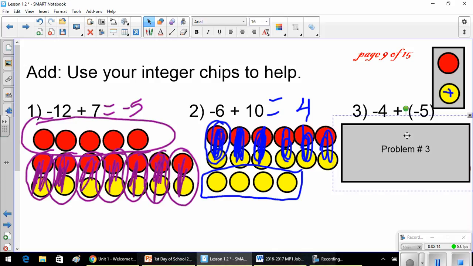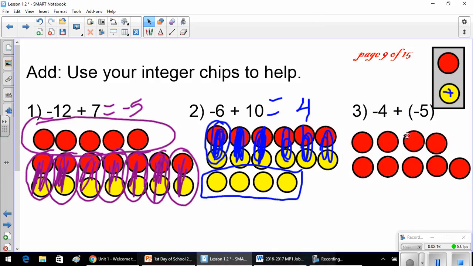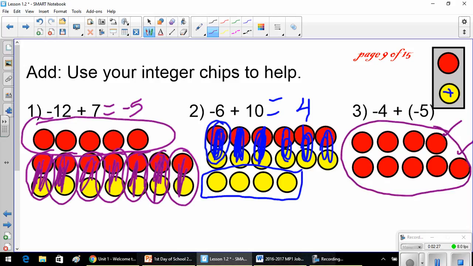And finally, I have negative 4 plus 5. If you notice here, I have 4 reds, and then I have 5 more red. You notice that I don't have a mix of red and yellow here? So I can't take anything away. Since both of my signs are the same, I'm going to add all of these counters up and get a final answer of negative 9, because red counters represent negative.